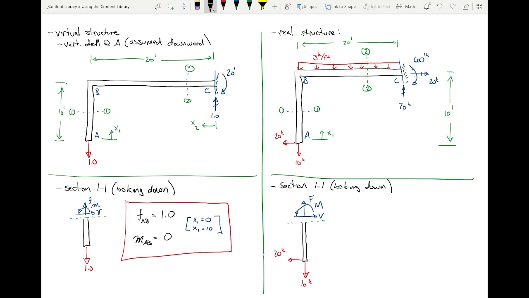Now, what is FAB? What is the real F in this case? Ten, right? Is everybody okay with that? Now, watch this. What is MAB? 20x. That's correct. Here's what I'm going to write.